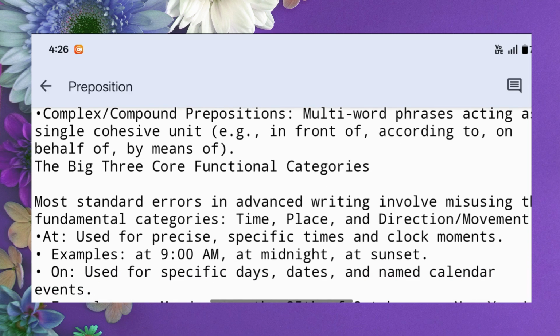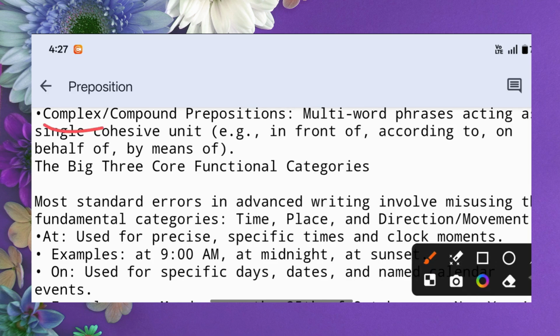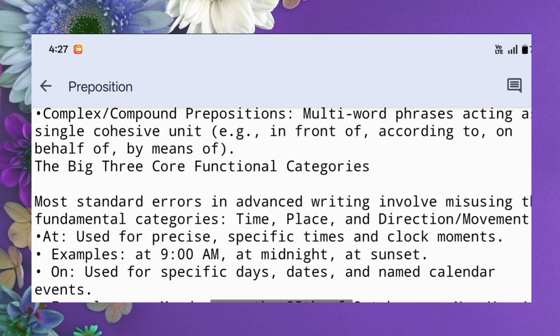Next, let's see about the third type, which is complex and compound prepositions. These are multi-word phrases acting as a single cohesive unit. Example: in front of, according to, on behalf of, by means of.